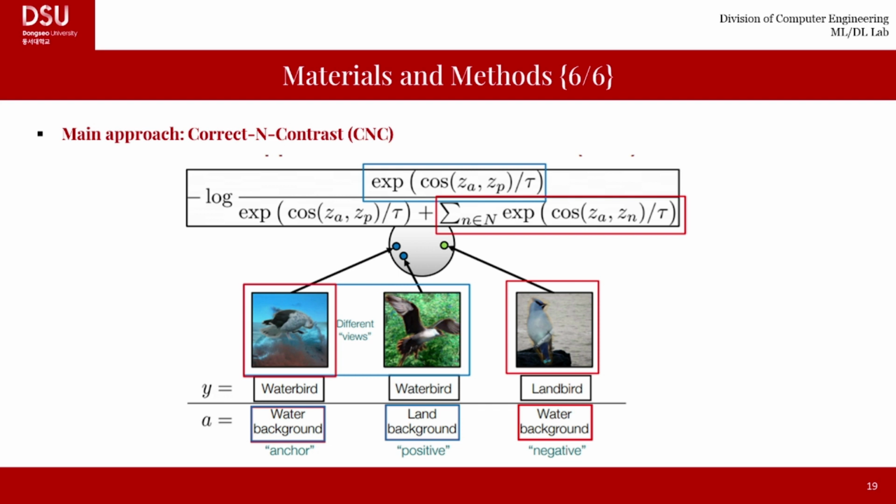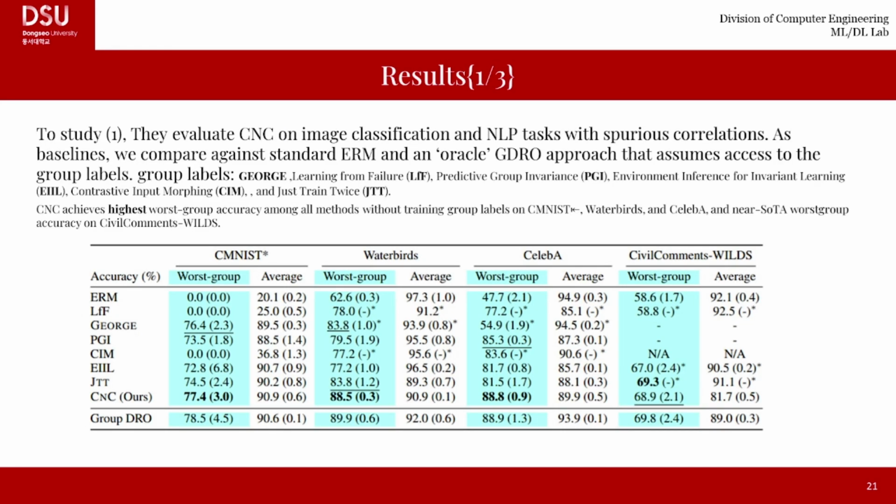So basically, this is the main formula to provide the contrast and correct and contrast using the CNC. So in this case, we see the result.